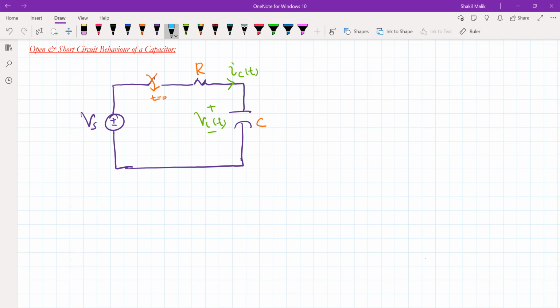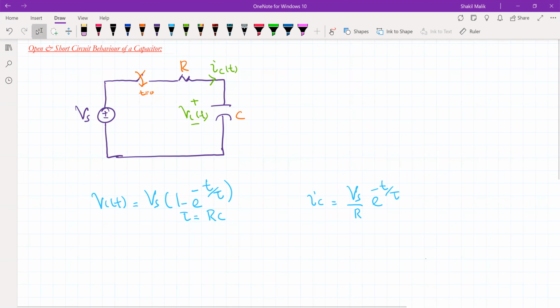In the previous sessions, we learned that the VC across this capacitor is simply Vs times (1 minus e to the power of minus t by tau), where tau is the time constant of this circuit, equal to RC. Similarly, the current that flows in this capacitor is simply Vs by R times e to the power of minus t by tau. Again, tau is the time constant of this circuit. So this is the behavior of the capacitor voltage and capacitor current when we connect a source to this RC network.